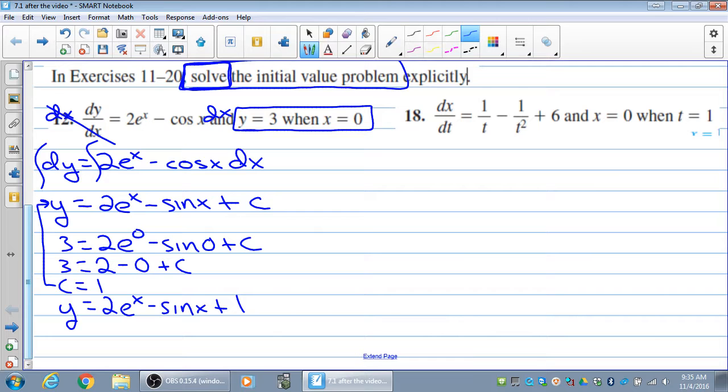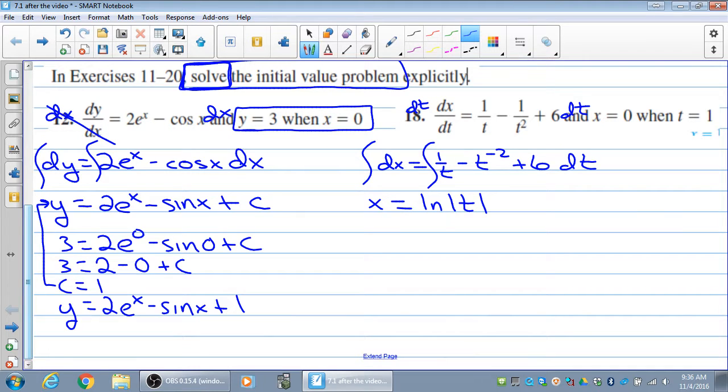All right, one more. Number 18 I chose. We're going to multiply by dt on both sides. And we get dx is equal to 1 over t minus t to the negative 2 plus 6 dt. And we have to integrate both sides to get back to the original function. So x is equal to natural log of absolute value of t. I have to add 1 to this exponent. That's t to the negative 1, so that's plus 1 over t. I'd get the negative if I took the derivative. And then plus 6t plus c, some constant on there.